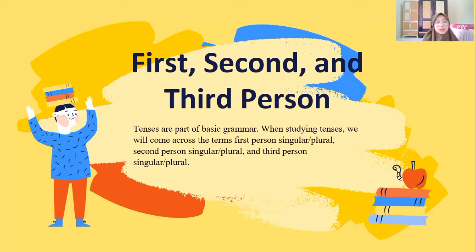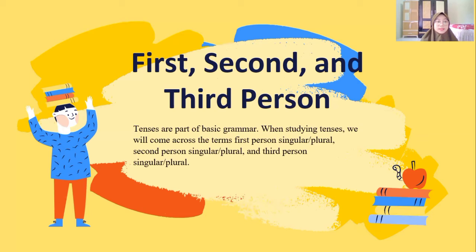Dan berikutnya adalah third person singular. The pronoun used in the third person singular is he, she, or it. The situation that occurs is when we talk about someone who is not present among us. Jadi pronoun yang digunakan pada third person singular adalah he, she, or it. Situasi yang terjadi adalah ketika kita membicarakan seseorang yang tidak ada kehadirannya di antara kita.